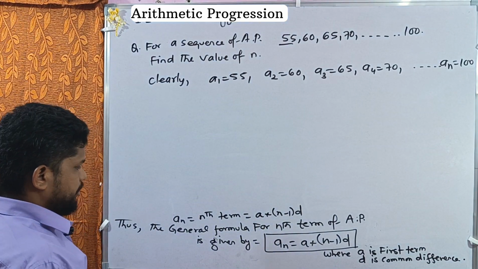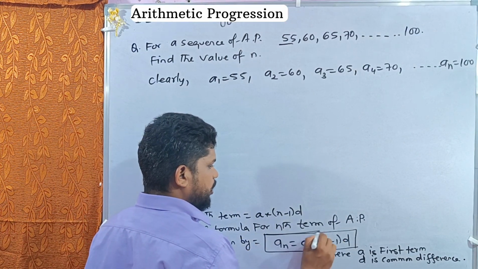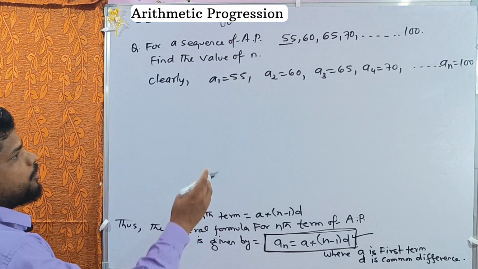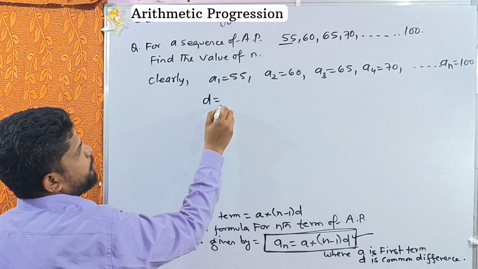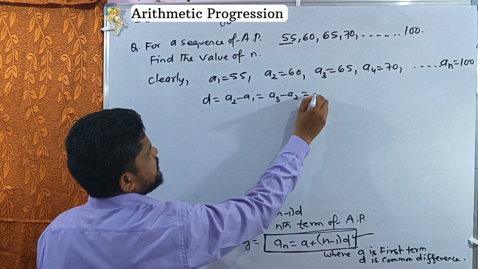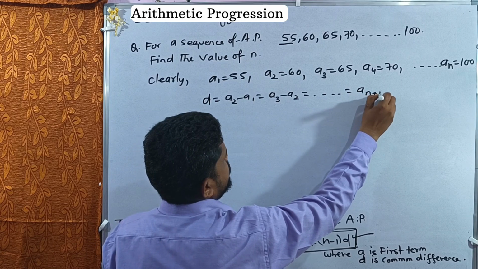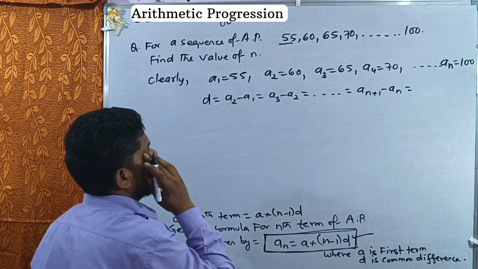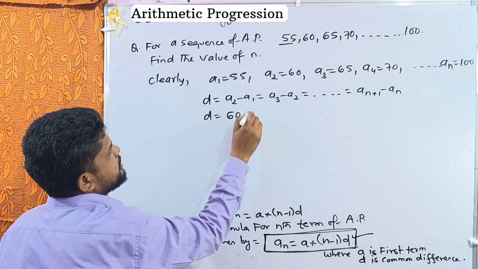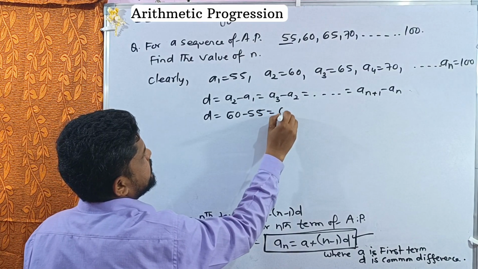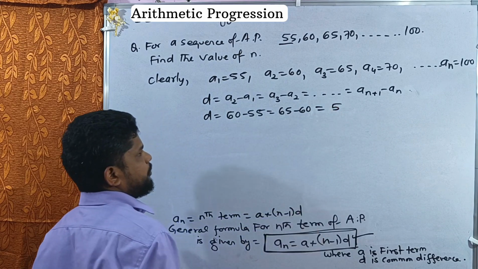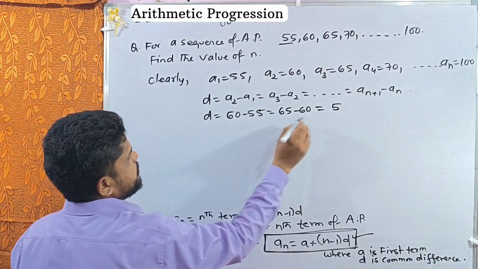We know that the nth term of an AP is given by this formula. From here we can calculate the value of d, the common difference. This may be a2 minus a1 or a3 minus a2, or you can say an plus 1 minus an, which is the value of d. So here the value of d is 60 minus 55, or 65 minus 60. So the value of d is just 5.